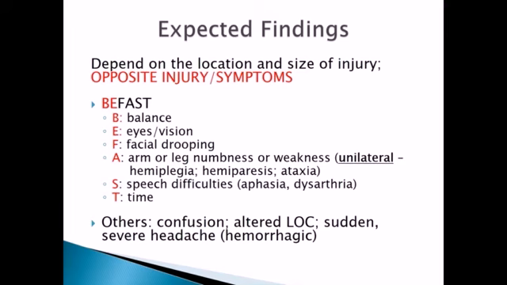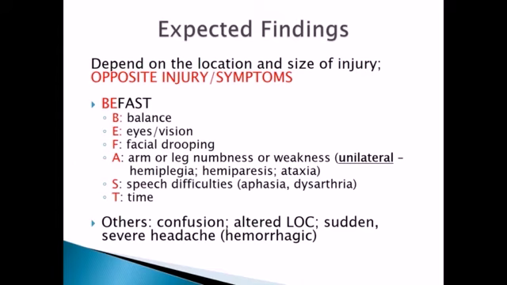So expected findings in a patient that has a stroke are really going to depend on the location and the size of the injury. But what you want to keep in mind is that the brain is cross-wired. So it's going to be opposite injury and symptoms, okay? So if I have a bleed or a blockage on the right side of my brain, it's going to affect the left side of my body, okay, and vice versa.